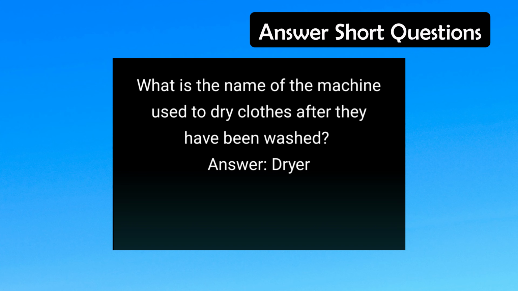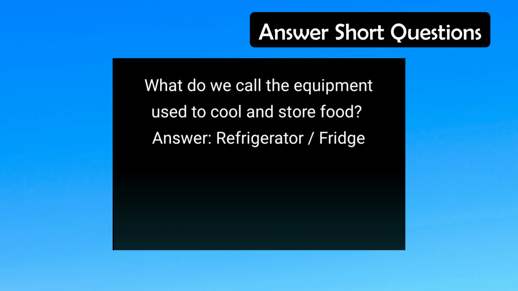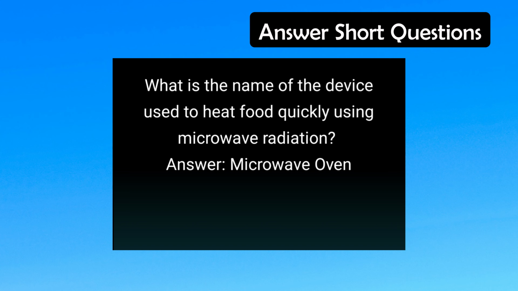Answer: dryer. What is the name of the electronic device that displays television programs, movies, and games? Answer: television or TV. What do we call the equipment used to cool and store food? Answer: refrigerator or fridge. What is the name of the device used to heat food quickly using microwave radiation?